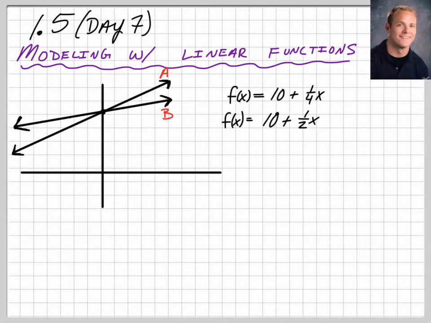So since they cross on the y-axis, the 10 really doesn't help us that much. The 10 would be the y-intercept here. So that's the same for both of these. We have to infer from the slope as to which line is which. So then the question becomes 1/4 as a slope or 1/2 as a slope? Which one would give us a steeper line or maybe a flatter line?